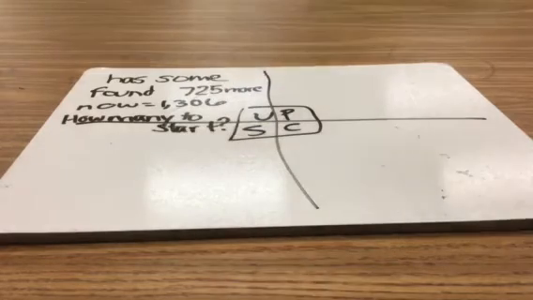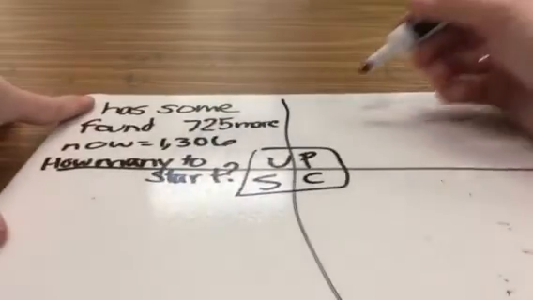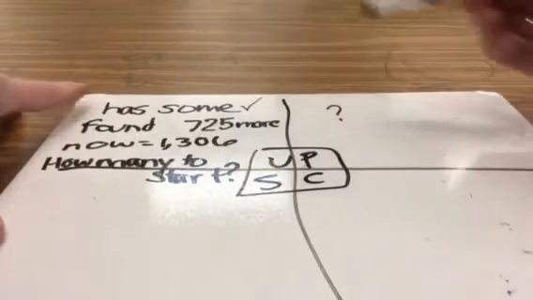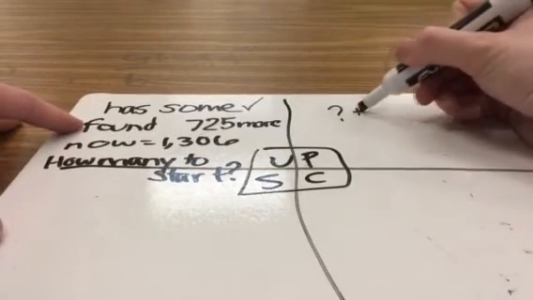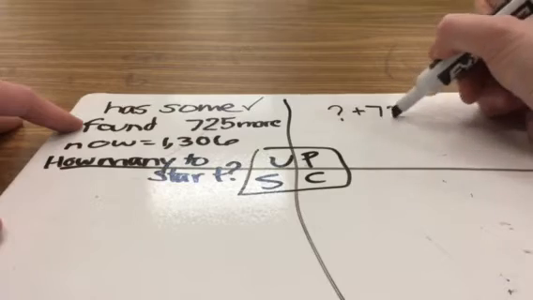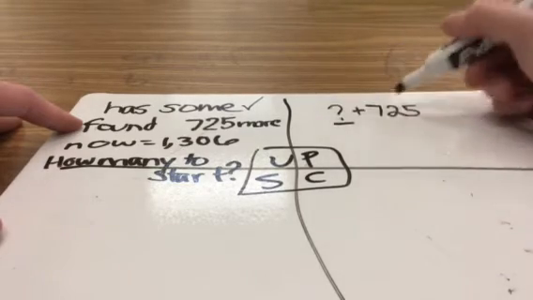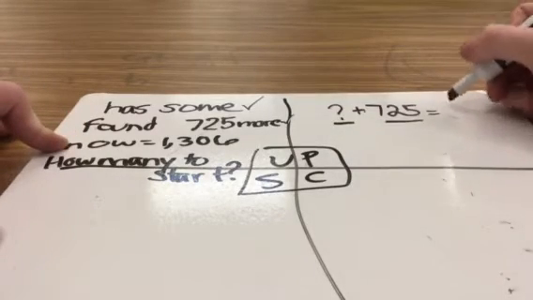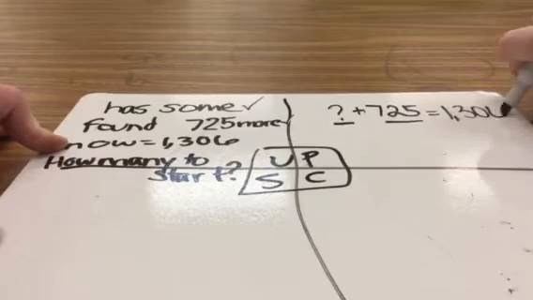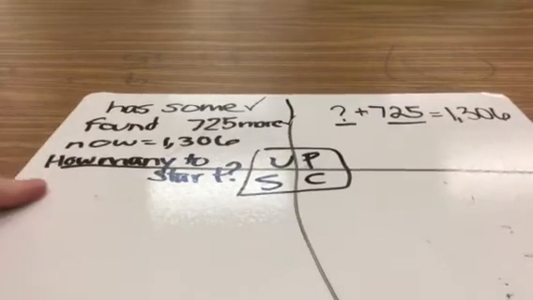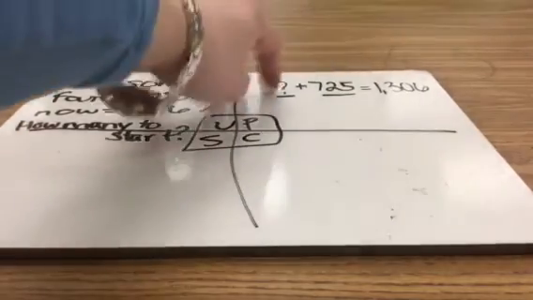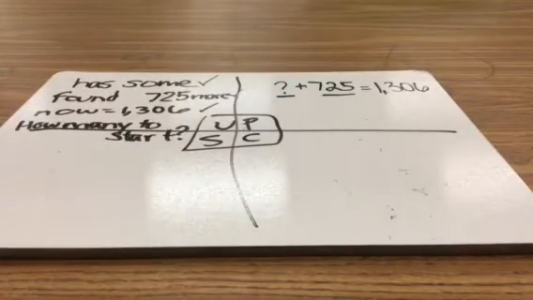So I'm going to try and write this as an equation to help me figure out just what I need to do. So I know that she has some, but I don't know what that is. So I'm going to just write it as a question mark. Check that off. She found 725 more. If I found more, that means she got more. So she has some, she got 725 more. Now she has 1,306. And I'm trying to figure out what was this number that she started with.